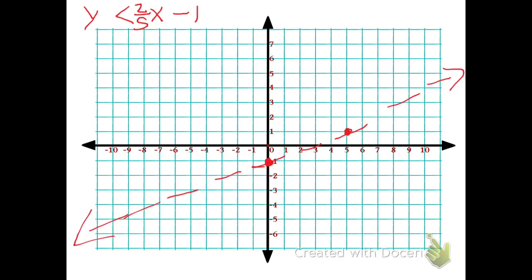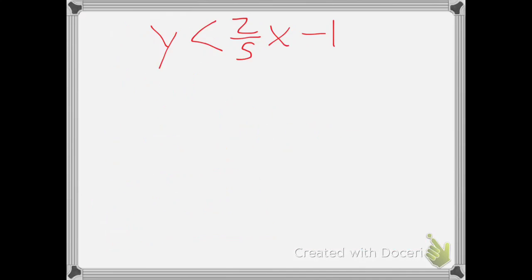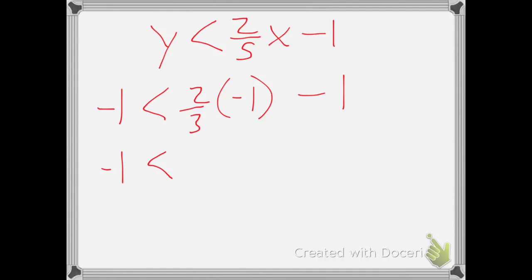Let's do this point here. The point -1, 1. And we're going to plug that into our inequality here. So let's jump over. Here we go. Our y was -1, so we're going to put that where y is. The 2/3 is still there. And x was -1. And we got to subtract 1 here. So -1, is that less than -2/3 minus 1?